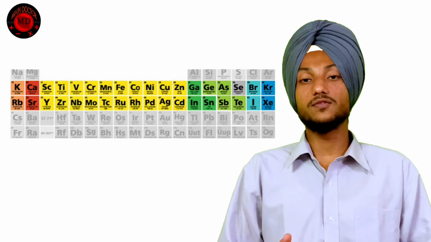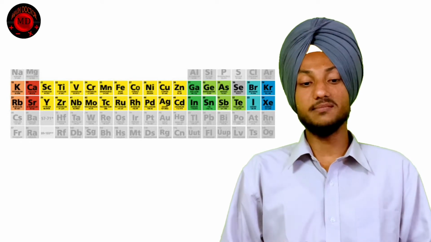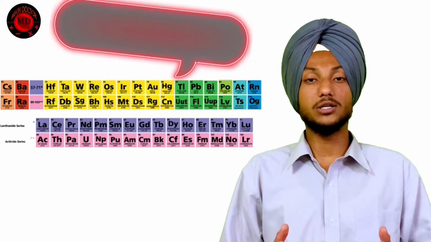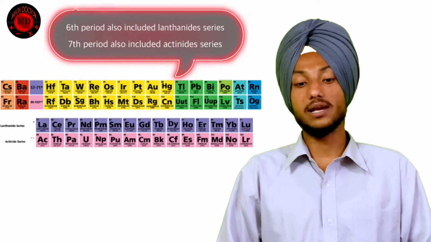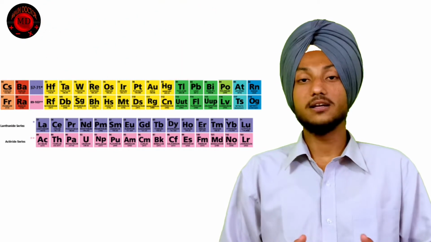The fourth and the fifth periods contain 18 elements each. The sixth period contains 32 elements. While the seventh period contains the rest of all the elements, so it is an incomplete period.